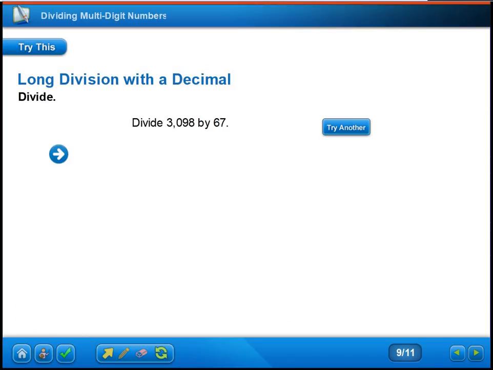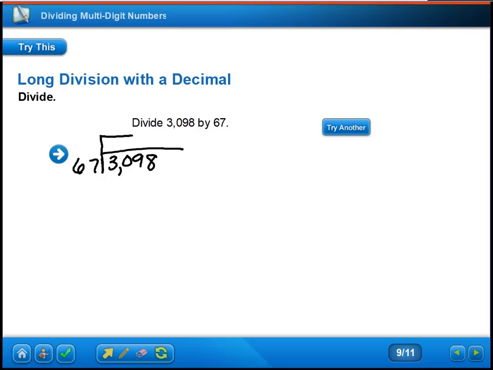All right, so the next thing we're going to do is long division with a decimal. I will give you a little bit of a warning. This goes on forever, okay? But for this first example, we're only going to go 3 places out. Okay, so we're going to go 3 places past the decimal just to get the practice. Now, everything stays exactly the same. You're still going to put your divisor on the outside, which is 67, and your dividend on the inside, which is 3,098.